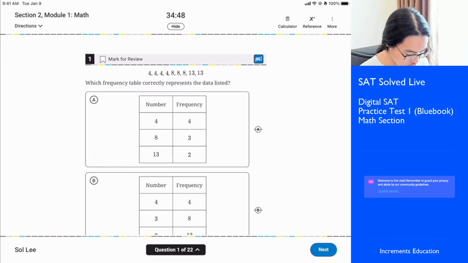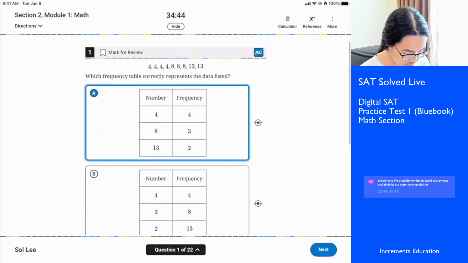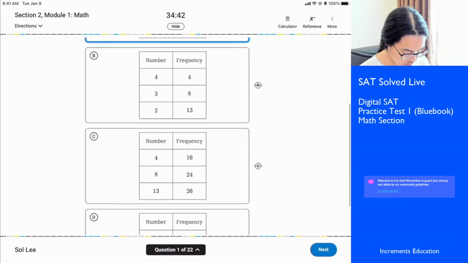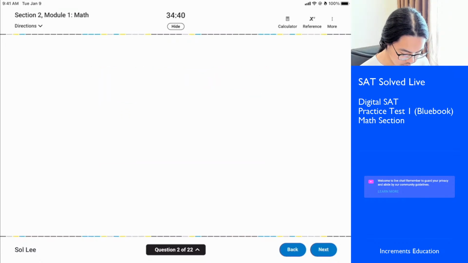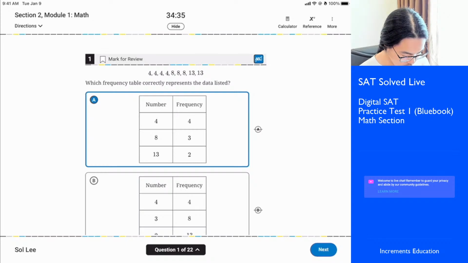There are 4 4s and 3 8s and 2 13s, so that one's correct. Yep. Let me make sure I'm not rushing. Yep.